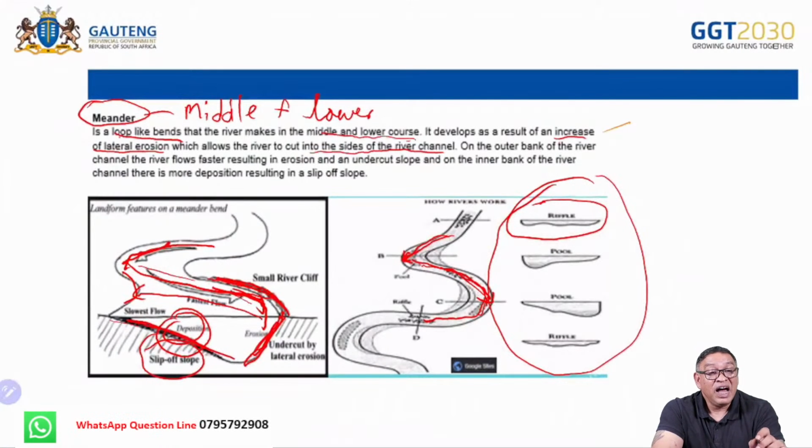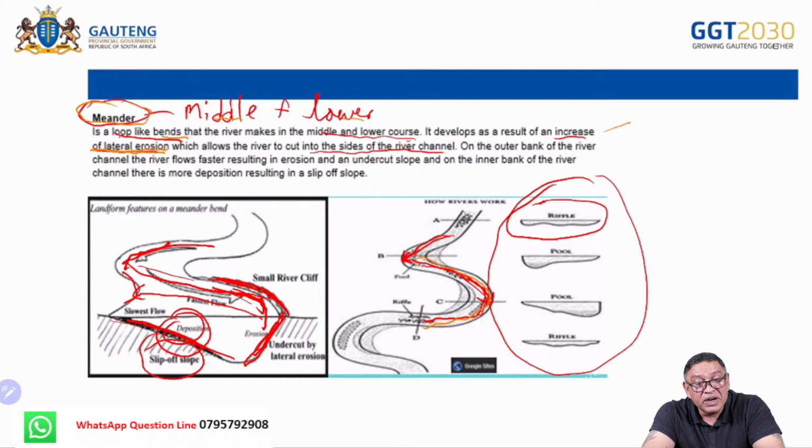While we were cut, I was talking about the meander, and I didn't know you were not there. We said the meander is found in the middle and the lower course. Sorry, I'm not able to erase this. The meander is a loop-like bend that the river makes in the lower and the middle course. Can you see it? It develops as a result of an increase in lateral erosion. Don't just talk about the river slowing down and therefore it meanders. I've seen this before. It's actually because of lateral erosion.